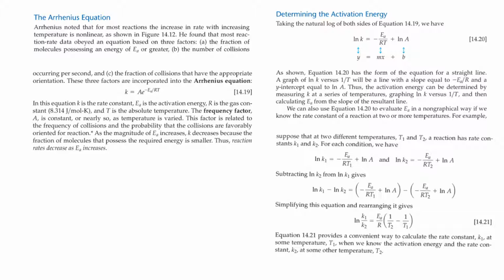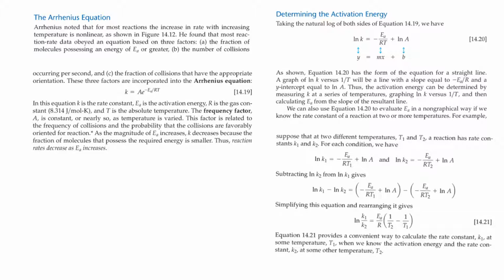We can also use equation 14.20 to evaluate the activation energy in a non-graphical way if we know the rate constant of a reaction at two or more temperatures. For example, suppose that at two temperatures, T1 and T2, a reaction has rate constants k1 and k2. For each condition, we have the natural log of k1 equals negative activation energy over RT1 plus the natural log of A, and the natural log of k2 equals negative activation energy over RT2 plus the natural log of A.